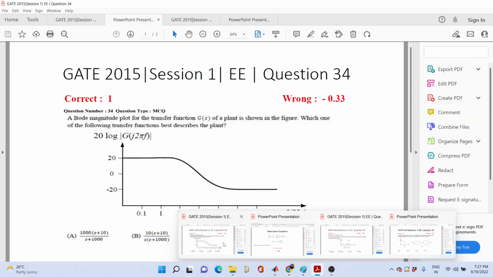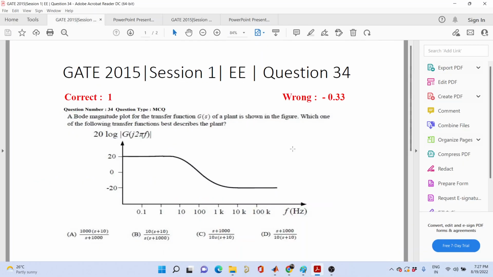Okay. So I'm starting with simple questions. This is another question which was given in GATE. Please take S as F itself. Do not put S equal to J omega. Okay, so this is the question. A Bode plot has been given to you, a Bode magnitude plot, and you are asked to find the transfer function whose Bode plot is given. So this is the question.